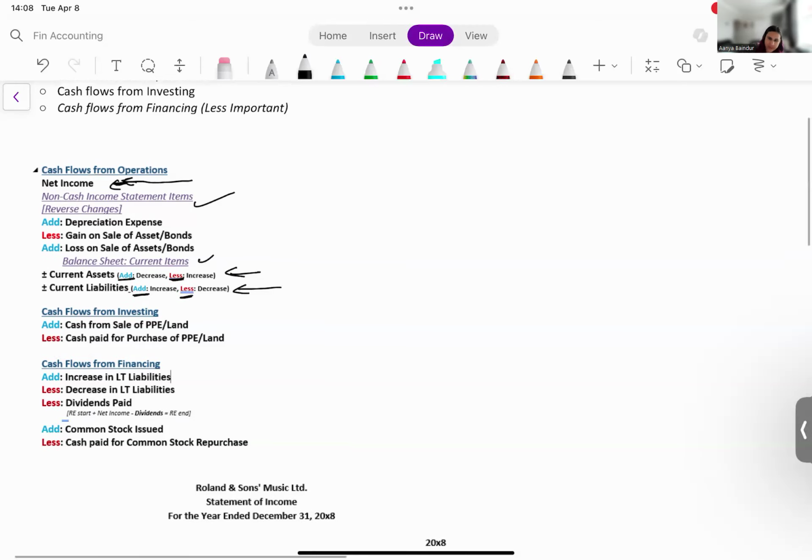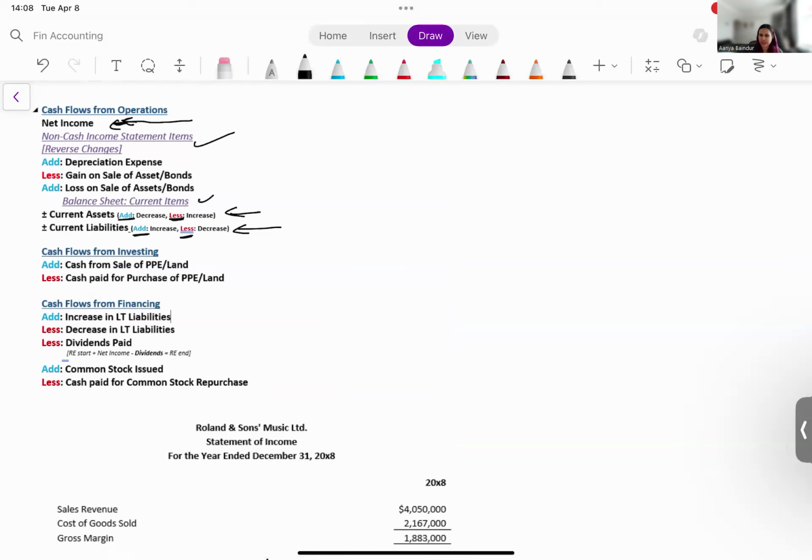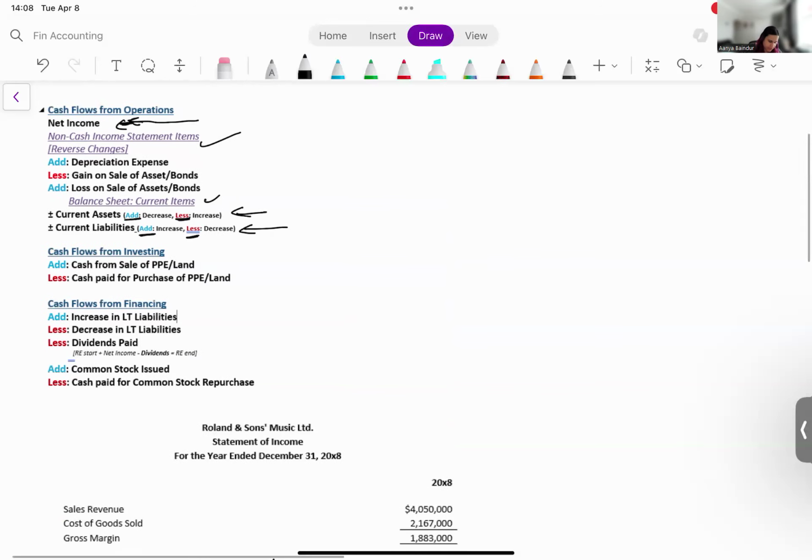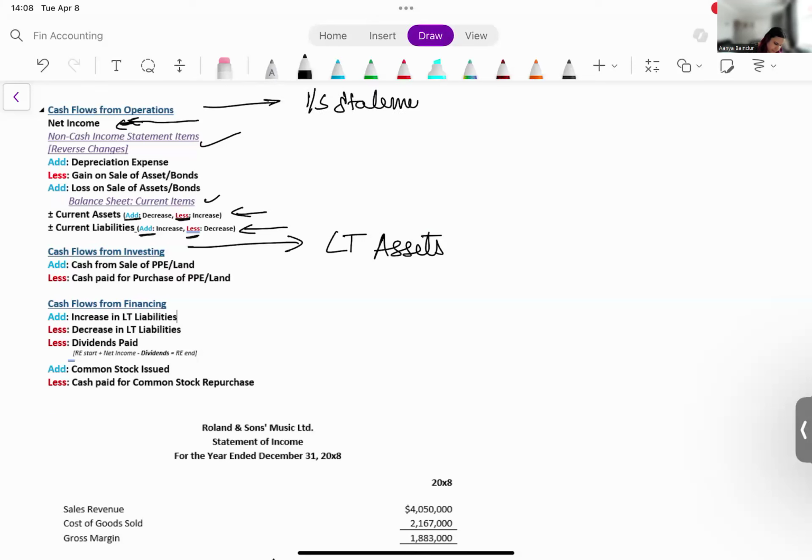Okay, next we'll do cash flows from investing. This involves tracing all the cash transactions that take place from the sale or purchase of all of the long-term assets. So cash flows from investing only deals with long-term assets. Cash flows from operation was all income statement and current assets and current liabilities. Now, cash flows from investing is all the long-term assets.